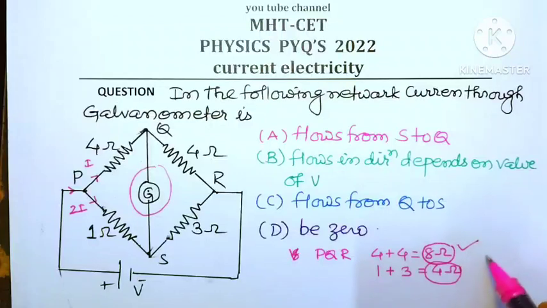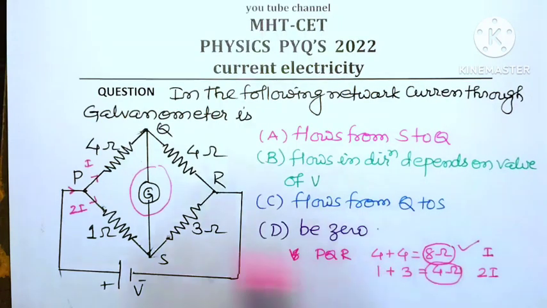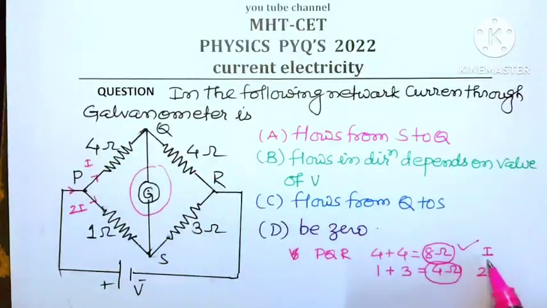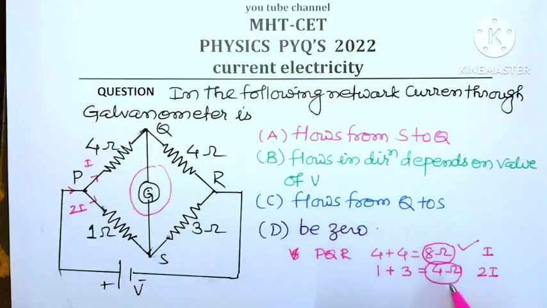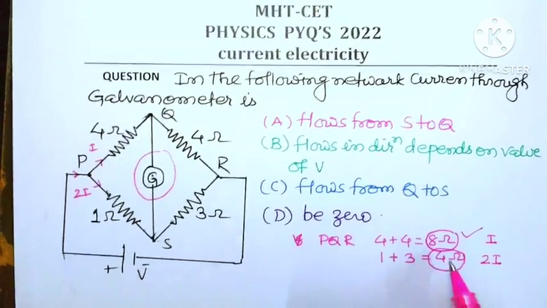Higher is the resistance, lower is the current flowing through it. Lower is the resistance, higher is the current flowing through it. So through this branch PQR, if I is the current flowing, then through this branch PSR, 2I is the current flowing, because the resistance of the upper branch is double that of the lower branch.